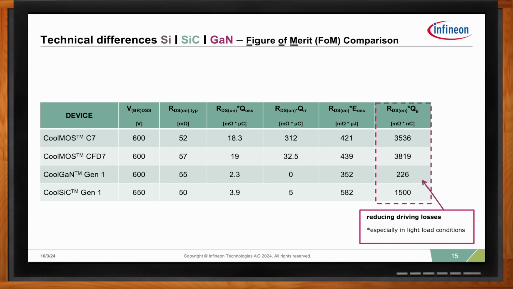Finally, looking at the figure of merit on the very right, RDS(on) times QG. QG is the amount of charge sourced or sunk at each switching cycle, and the lower it is, the lower the driving losses, which are significant in total power losses, especially at higher switching frequencies and at light load conditions. So overall, it is clear that GaN across all figures of merit outperforms all other semiconductor technologies. And the return could be even maximized when it is used in the most suitable topologies, such as the ones noted on this slide.